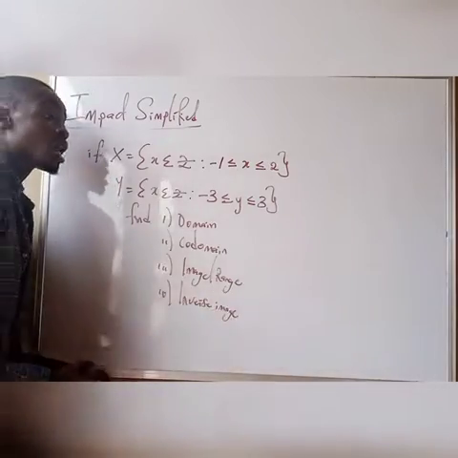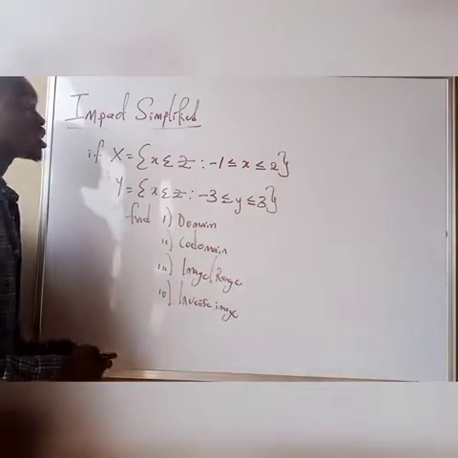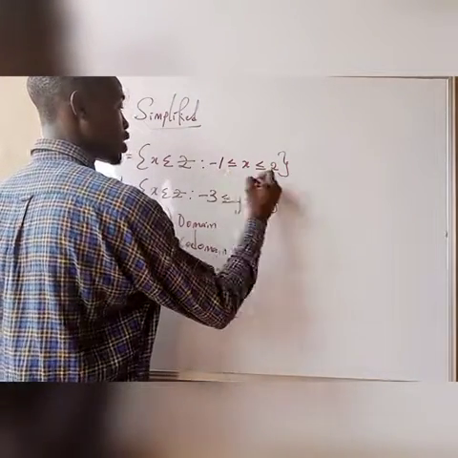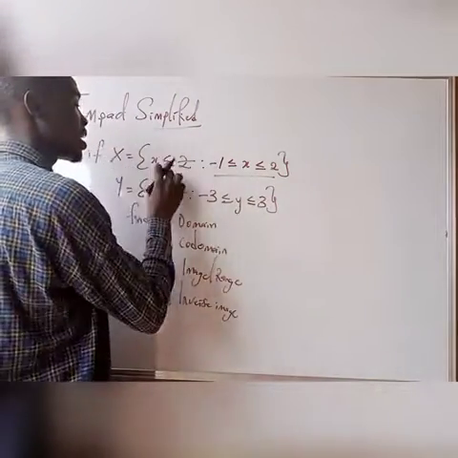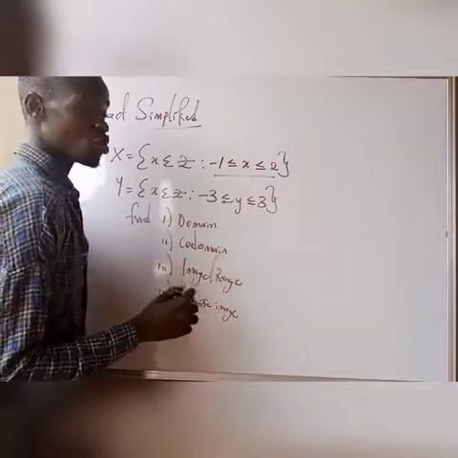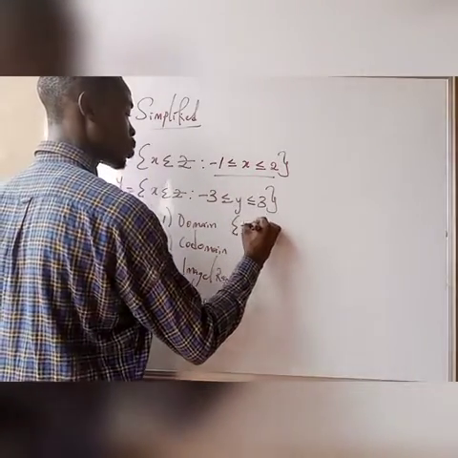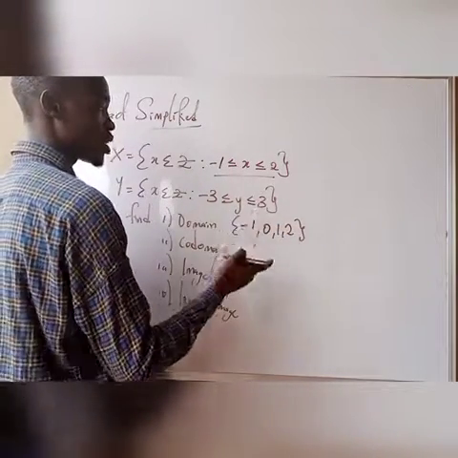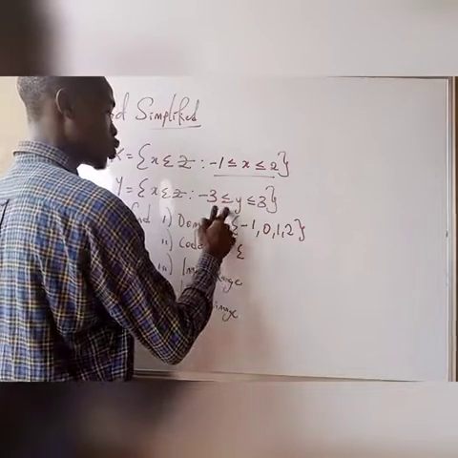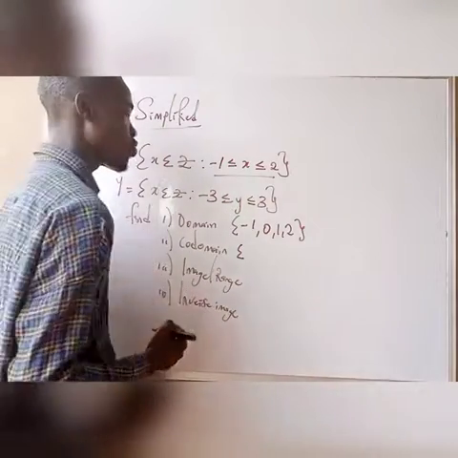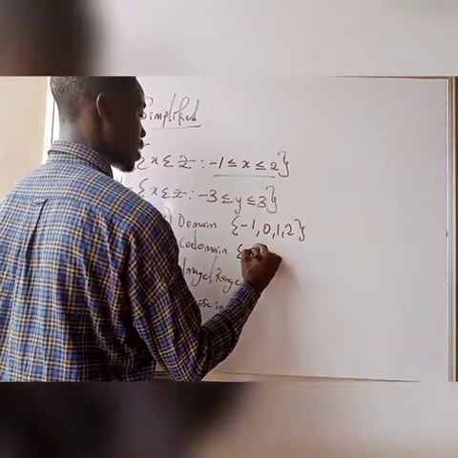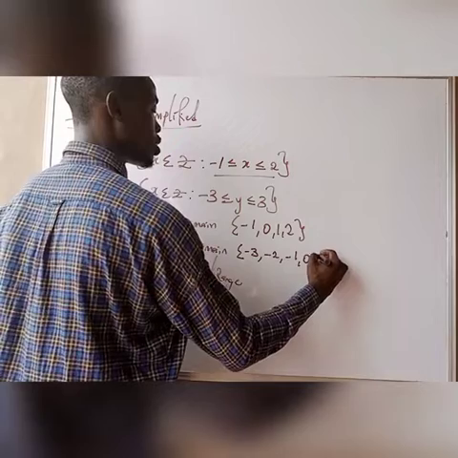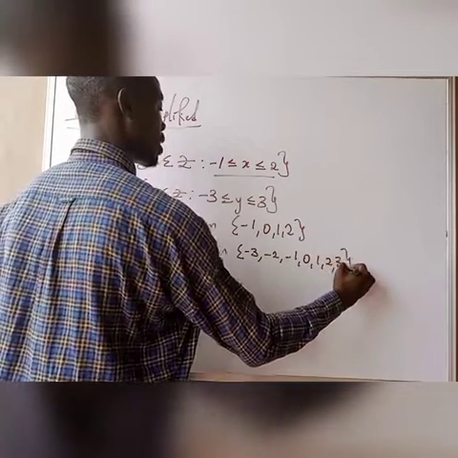So let's look at this. How can we solve? Now from this, what is your domain? Your domain is the input variable. And what are your input variables? X is an element of integer, and it varies between this and this. So that means your domain will give us minus 1, 0, 1, 2. Do we get that? Minus 1, 0, 1, and 2. And what is your codomain? Your codomain is your output variable. And that will give us minus 3, minus 2, minus 1, 0, 1, 2, and 3.